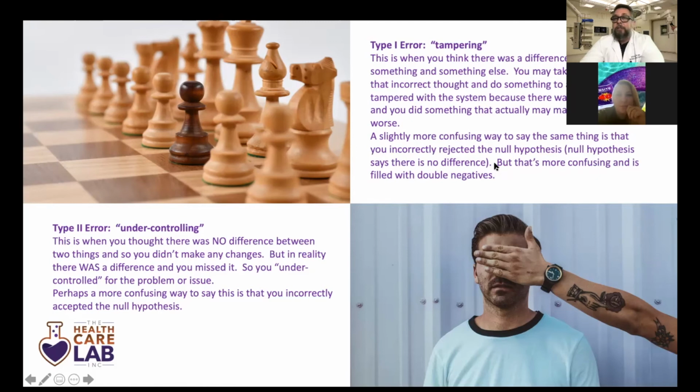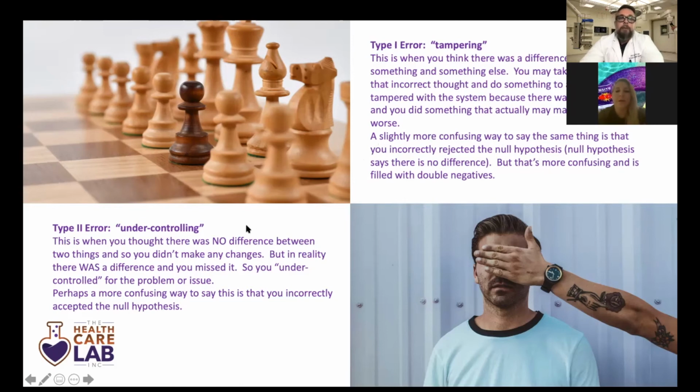You place a chest tube, but there was no difference. You rejected the null hypothesis, which is there's no difference. You made an error. It's filled with double negatives, but tampering, you tampered. So, a slightly more confusing way to say the same thing, and this is the way it's usually taught, unfortunately, is that you incorrectly rejected the null hypothesis, and it's horrible, but that's how it's taught. That's how type 1 error is normally taught, okay?